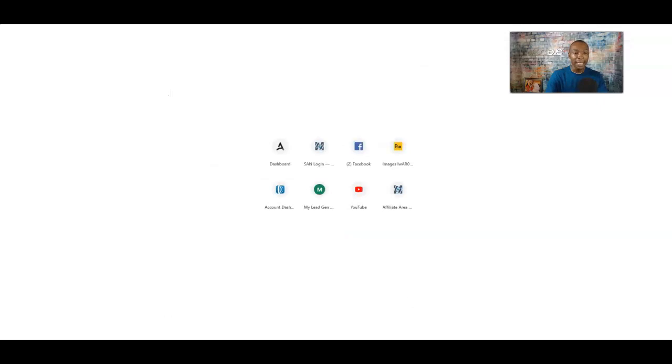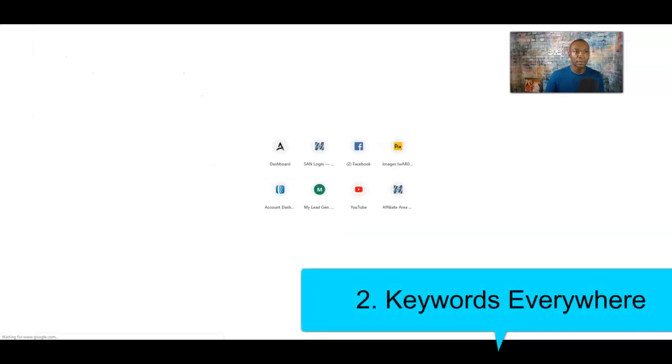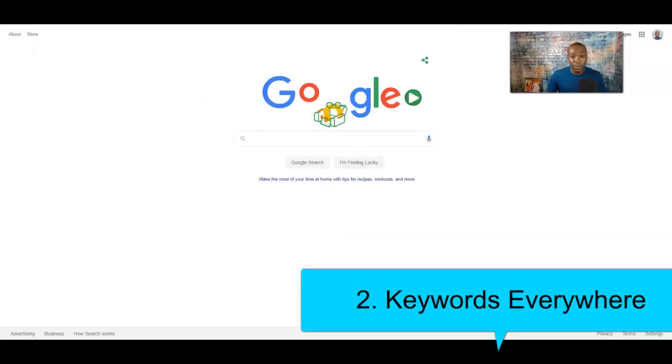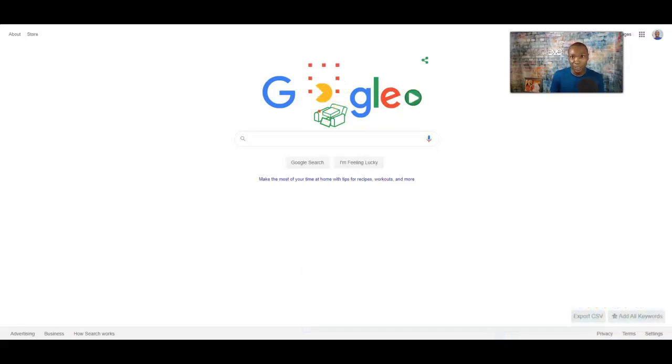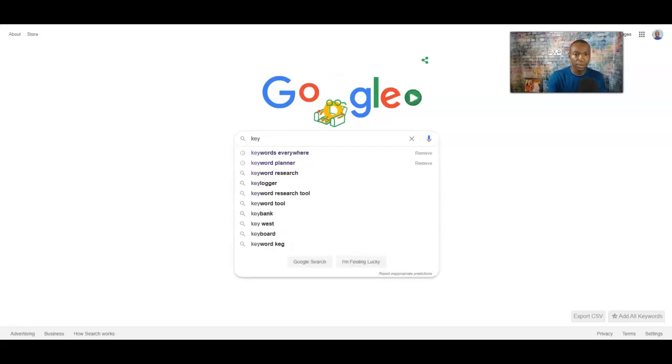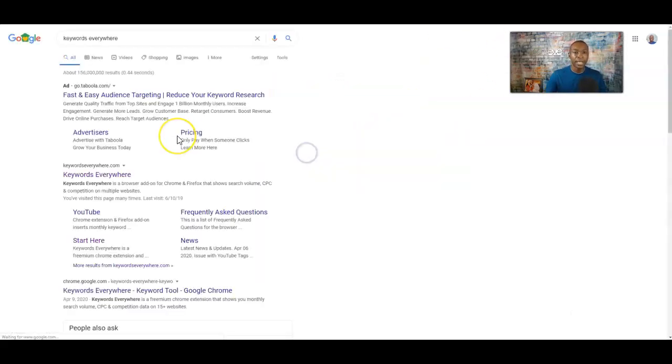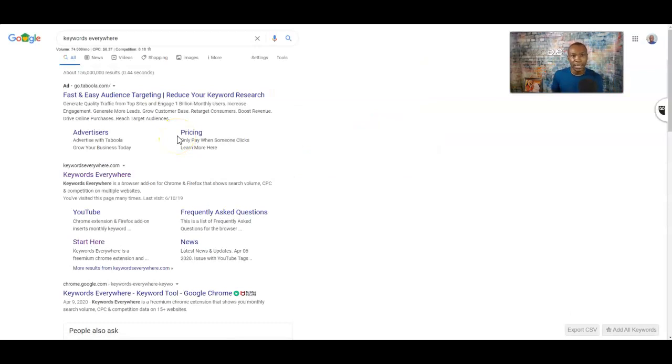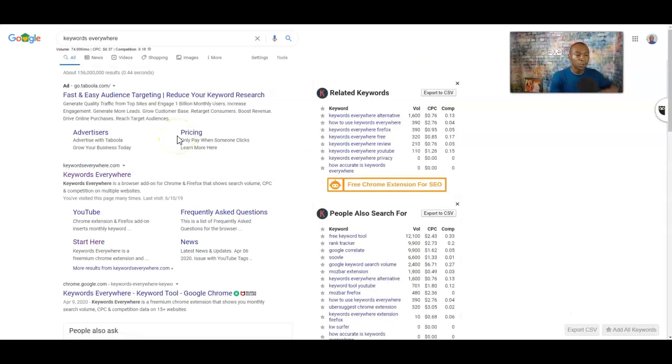Another place that I like to go would be Keywords Everywhere. It's a Google extension that will basically give you where people are searching for. So if I go to Keywords Everywhere, which is already here, it's a Google extension plugin. And what happens is you end up finding information on what people are looking for based on what I search here.